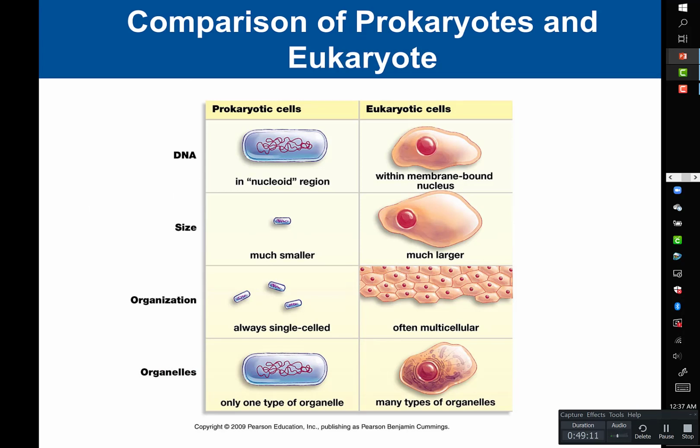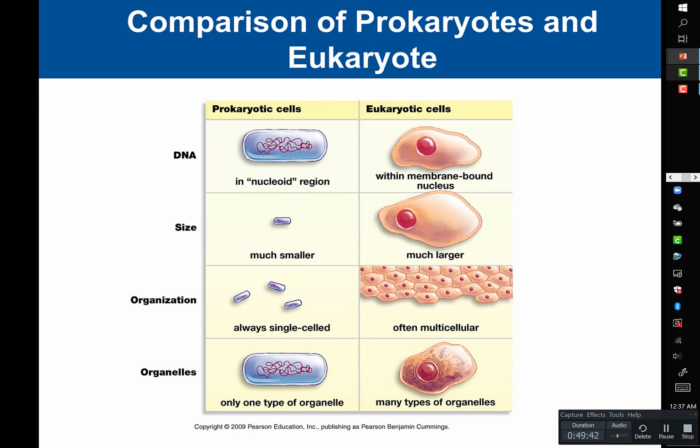So if we compare prokaryotic and eukaryotic cells, prokaryotic cells have their DNA in a nucleoid region. It's not within a membrane-bound organelle. In eukaryotic cells, DNA is going to be contained within a membrane-bound nucleus. In terms of size, prokaryotic cells are typically much, much smaller relative to eukaryotic cells.